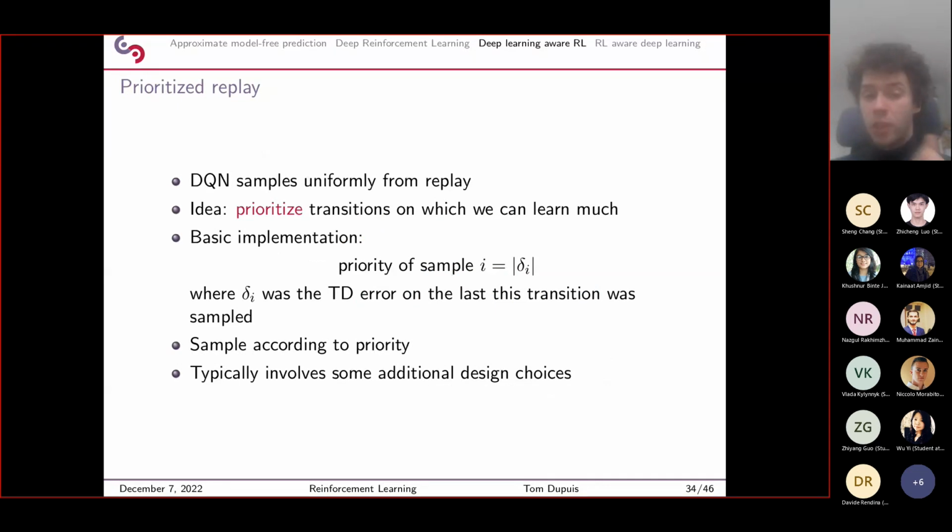Another idea to improve the performance of this algorithm is to use prioritized replay. Basically, not sample uniformly anymore. And the idea is that the uniform sampling assumption is pretty naive because potentially there are some samples where we can learn much more than others. You can easily imagine that some samples are more interesting than others.